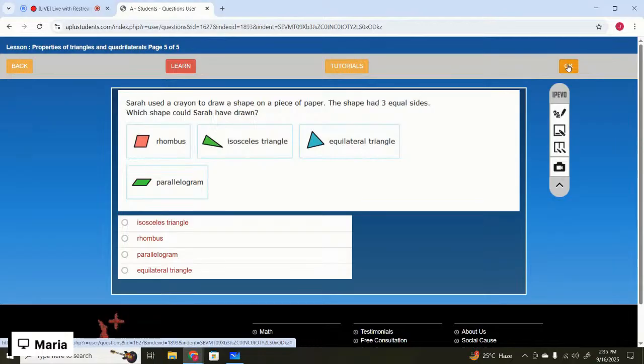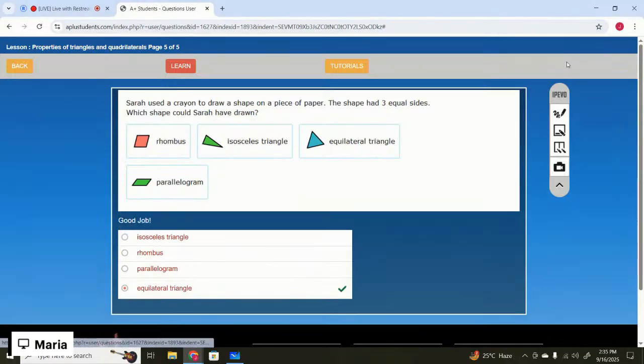Sarah used a crayon to draw a shape on the piece of paper. The shape had three equal sides. What shape could Sarah have drawn? So now the shape has three equal sides. Which triangle would it be? Three equal sides, then that must be an equilateral triangle. The correct option is equilateral triangle. Okay, we are done with the lesson.